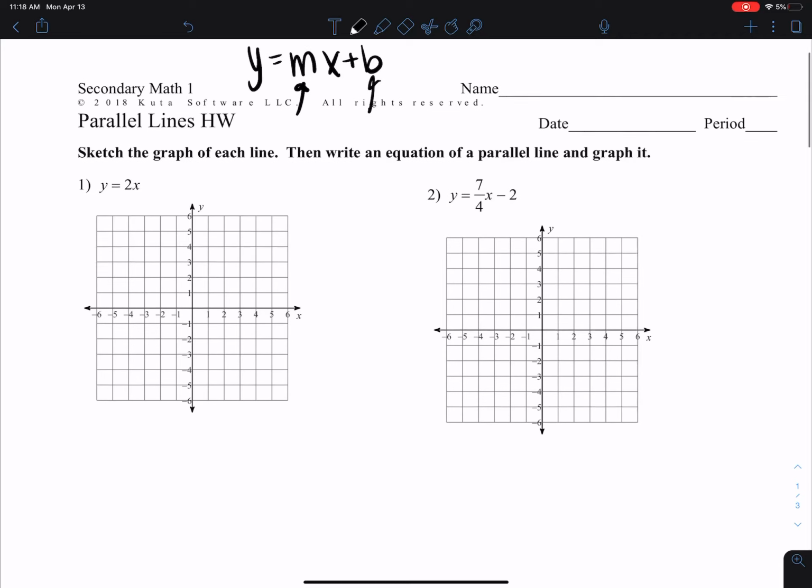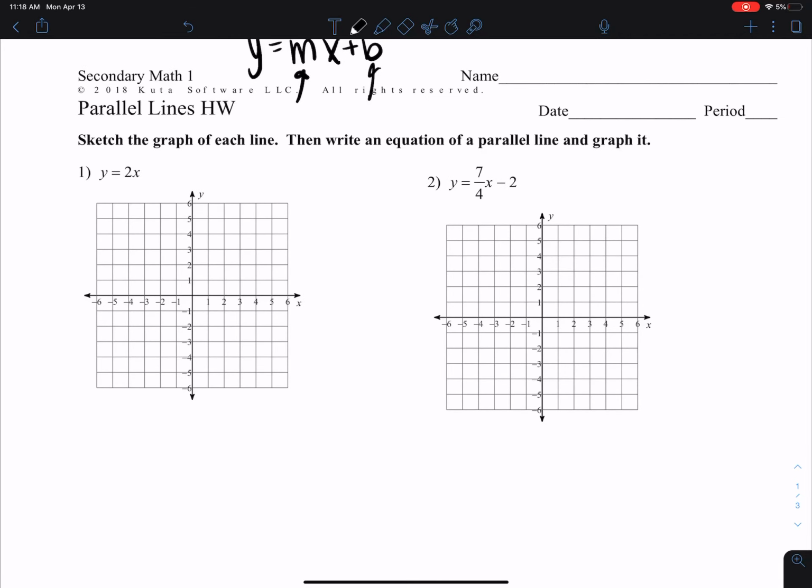So on our first graph, it says that we should sketch a graph of each line, then write an equation of a parallel line and graph it. So we have y equals 2x, and I'm going to put a little plus 0 in here just to remind us that the y-intercept is 0. And then 2, we can write that as 2 over 1, and that's our rise over run. So we're going to go up 2 and over 1.